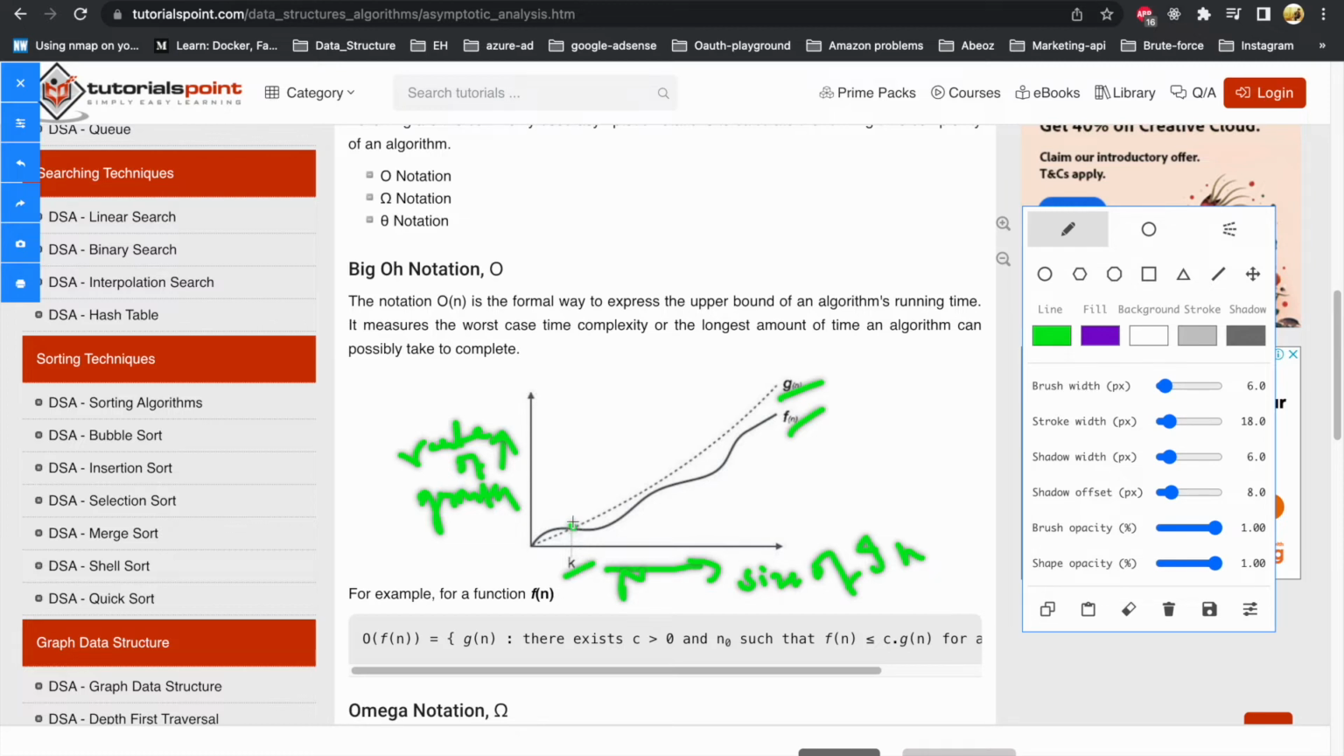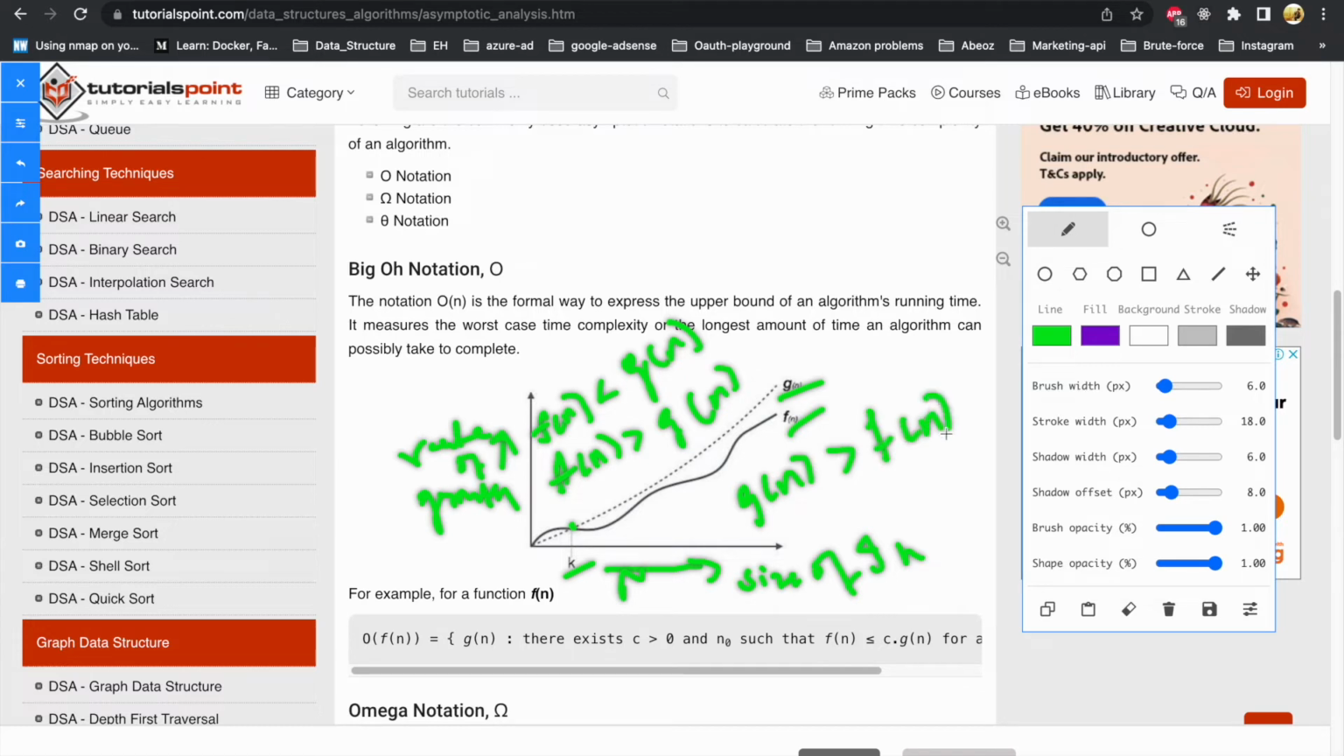So before this, the f of n value may be smaller than g of n, or may be greater than g of n, right? Okay, so after this break-even point, it always says g of n is greater than f of n. So after this k value, g of n is always greater than f of n. So it says that the worst case after this point is always g of n.